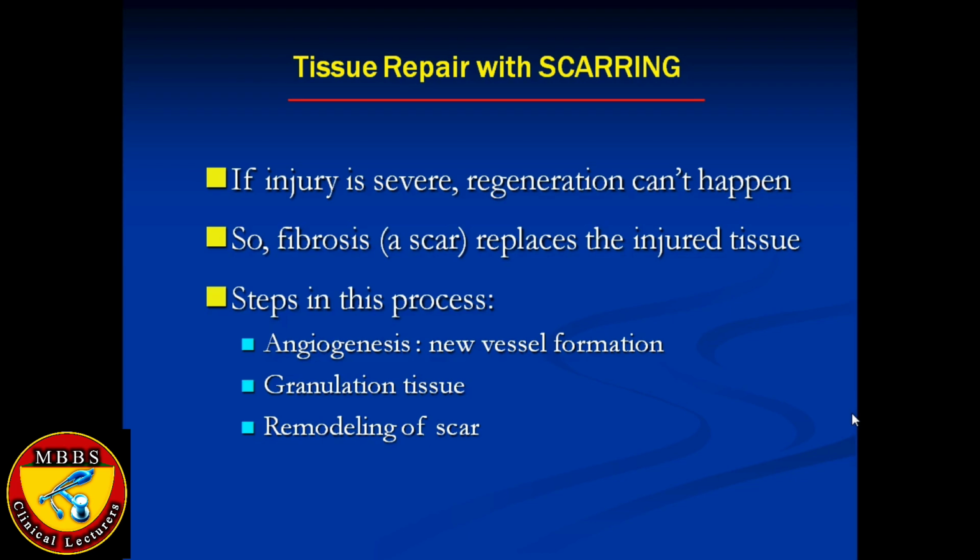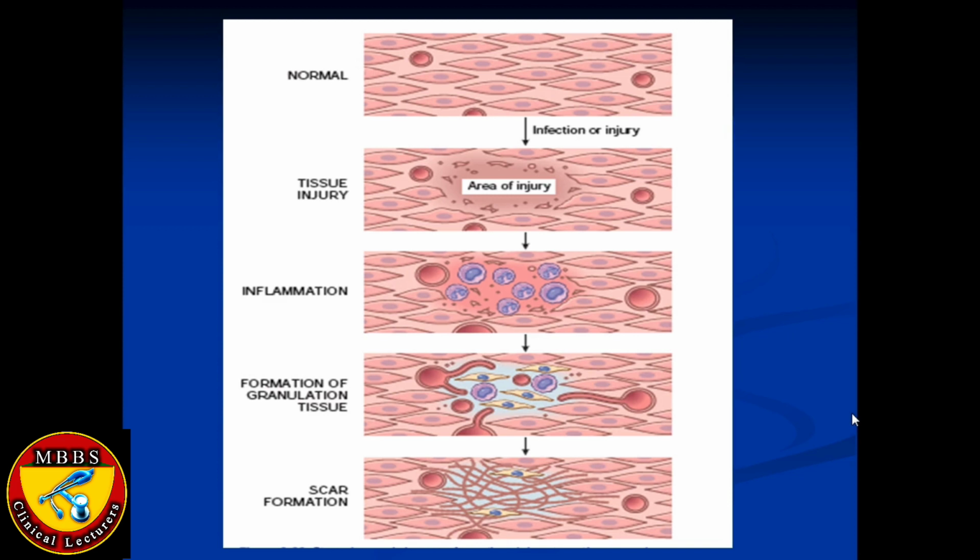If these prerequisites are not met, that is, the tissues that are injured are unable to divide, or the uninjured tissue is not present there, the fibrous tissue framework is not present there, then what would happen? Then the repair would take place by connective tissue laying down, and that is known as scar formation. The various steps in the process of scar formation are angiogenesis, that is new vessel formation, then the formation of the healing tissue, which is known as the granulation tissue, and finally the remodeling of the scar. We will take it up one by one.